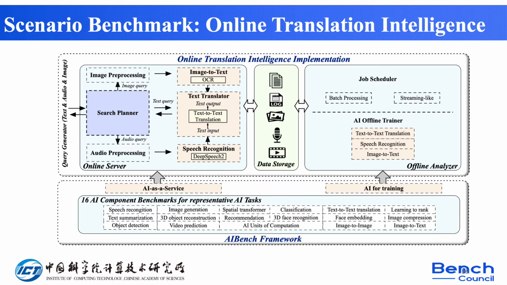The text translator performs translation and reuses the text-to-text translation components. The offline analyzer performs job scheduling, which is similar to that of e-commerce intelligence, except that they use different AI component benchmarks and update intervals.